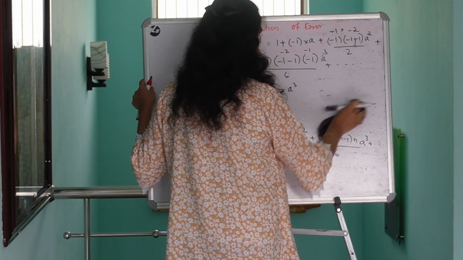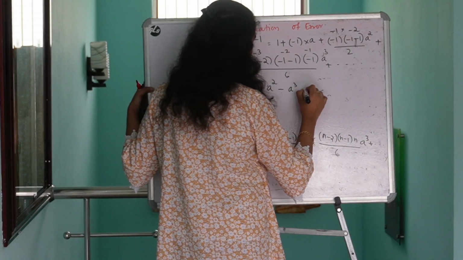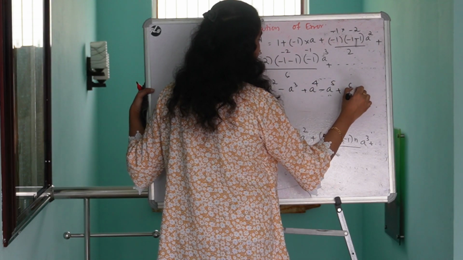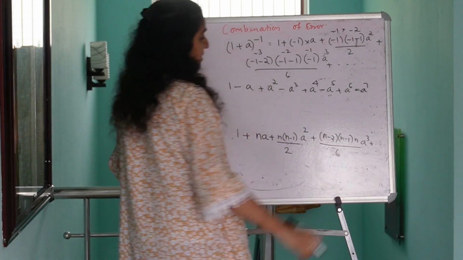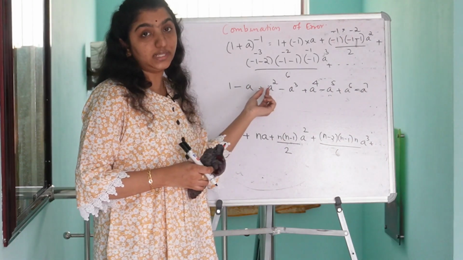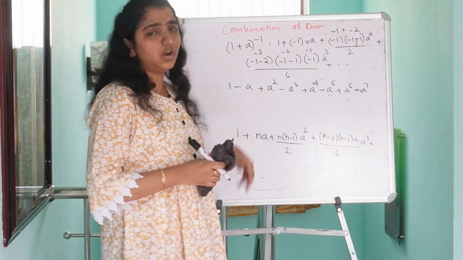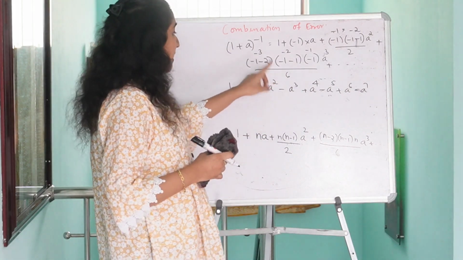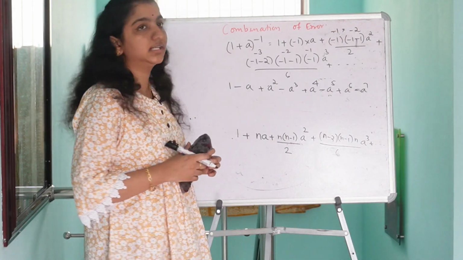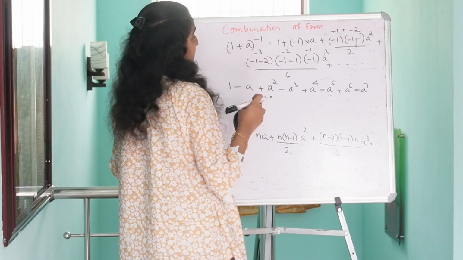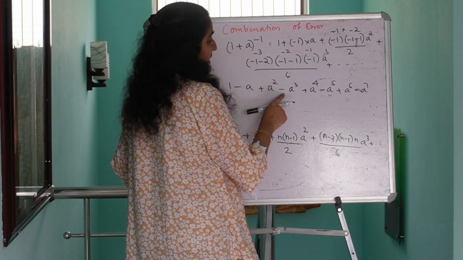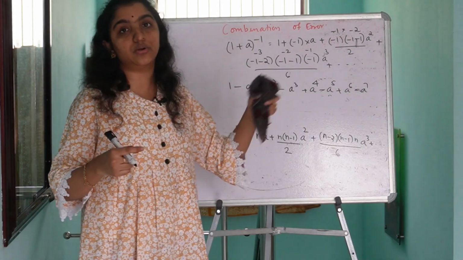So we can generalize this particular expansion by writing that all the terms having even powers are positive and all the terms having odd powers are negative. Is it clear guys? So (1 plus a) the whole power minus 1 is equal to 1 minus a plus a square minus a cube plus a power 4. It goes on like this. Is it clear?